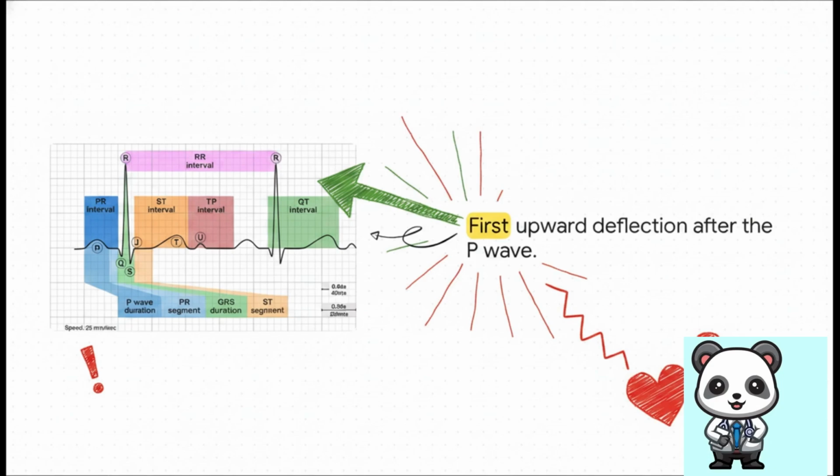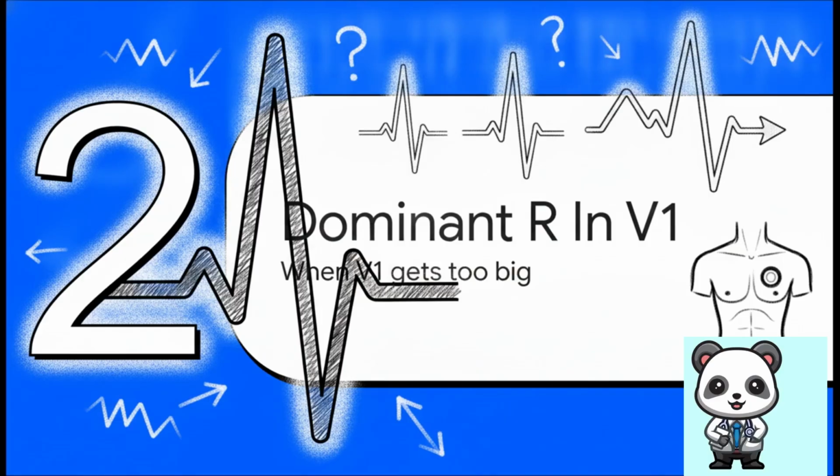Understanding this normal baseline is absolutely crucial, because when this wave gets too big in the wrong places, well, it's basically waving a massive red flag at you. Section 2. Dominant R in V1. Let's see what happens when V1 gets a bit too big.